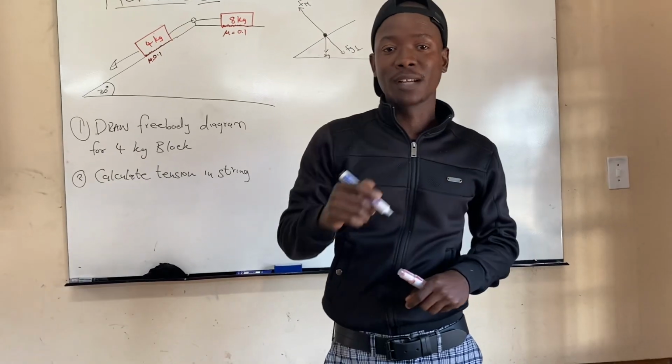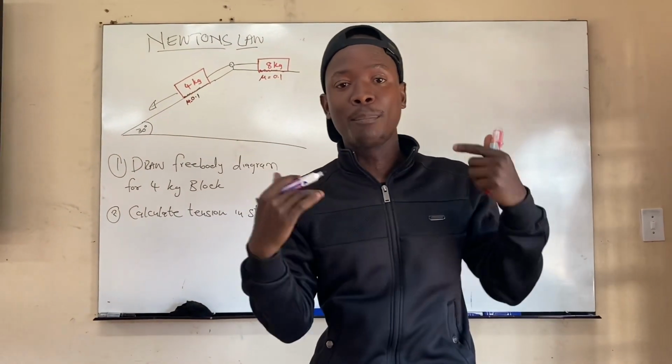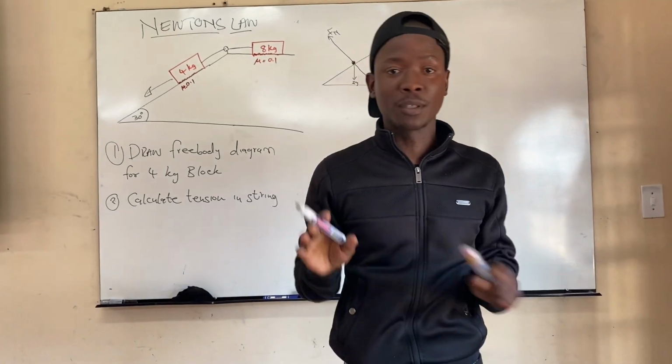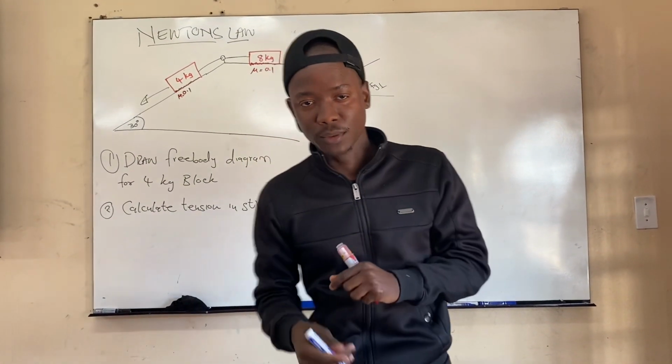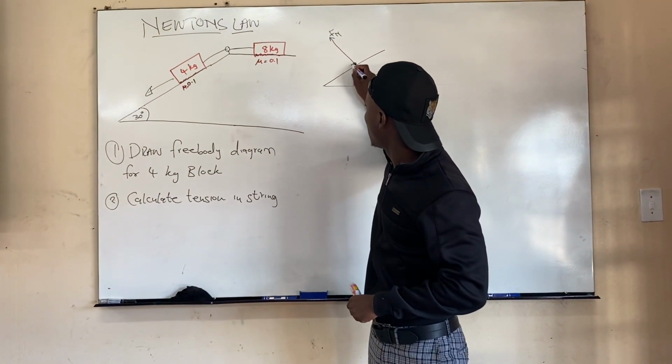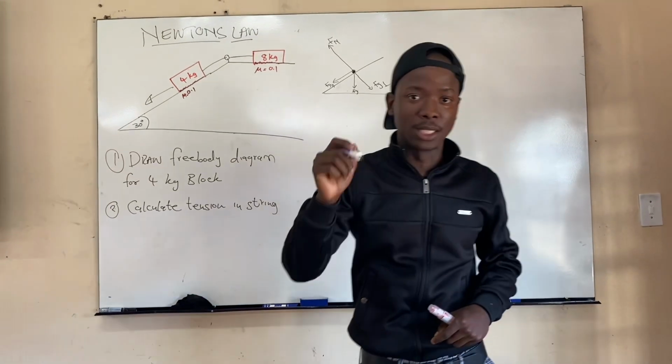Another component of gravity is FG parallel, and I want to emphasize this. Whether your object is going up or down, whether the motion of the object is up the incline or down the incline, FG parallel always goes down. Then, FG parallel, here it is. It's going down the incline.